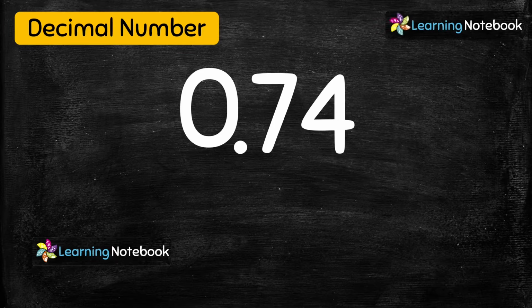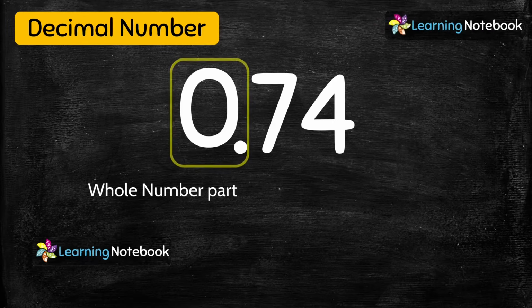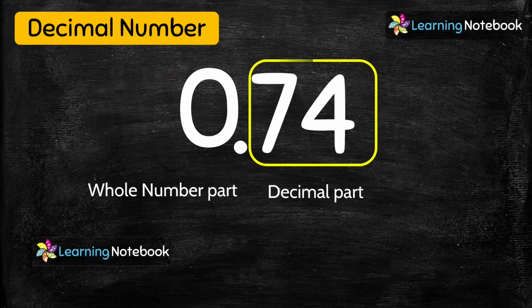So students, a decimal number has two parts. One is the whole number part, which is 0 here, and the other part is the decimal part, which is 74 here. And both these parts are separated by a dot called the decimal point.